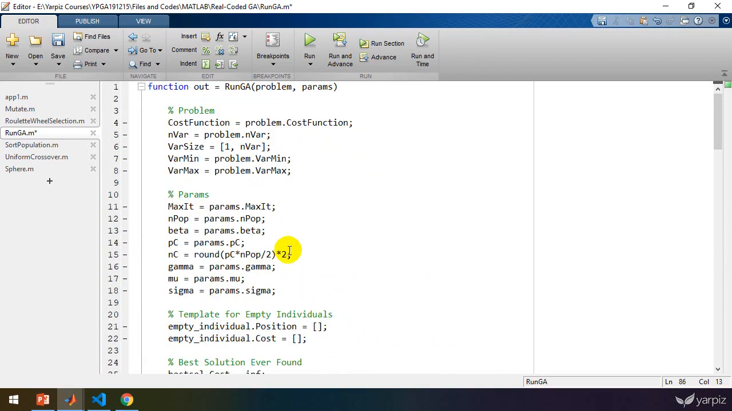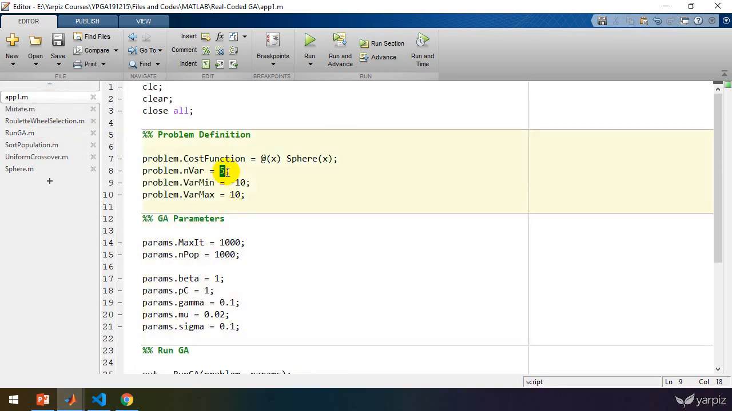Also, if your variables have different ranges, then it can be applied here, and we can define varmin and varmax as arrays. For example, we have 5 variables here, and we can set negative 10, negative 10, negative 5, negative 1, and 5 as the lower bound, and 10, 10, 5, 1 and 8 as upper bound. So our first variable will be from negative 10 to 10, the second negative 10 to 10, then negative 5 to 5, negative 1 to 1, and 5 to 8. And the minimum value of the cost function in this special condition will be 0, 0, 0, 0, and 5. So 25 will be the minimum value of this problem.